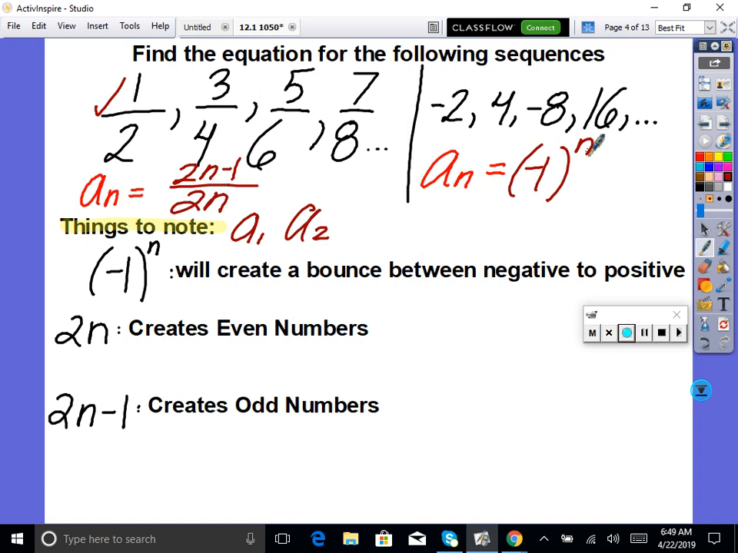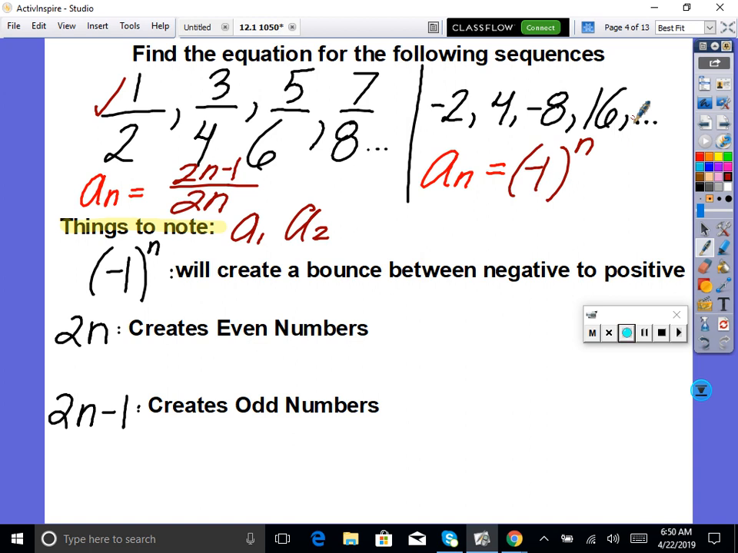Would it be just 2n though? It is even numbers, but this creates even numbers in a row. Do you see how we're not just adding 2 each time? This is actually geometric. So, let's think, how can we do this? This one, we're actually timesing by 2, not adding 2, aren't we?